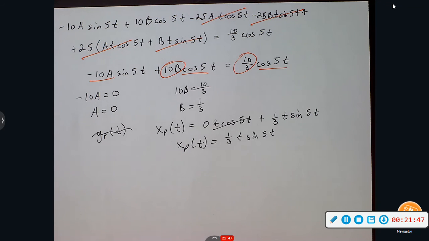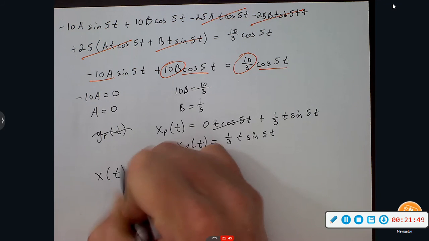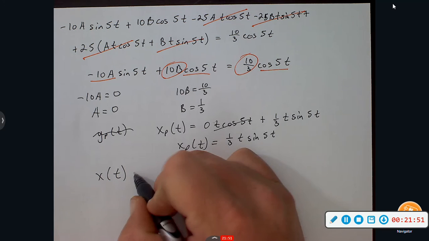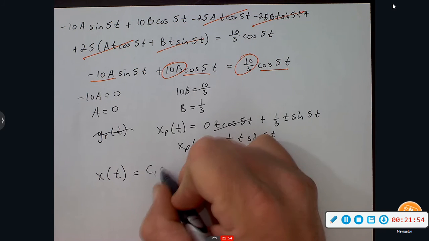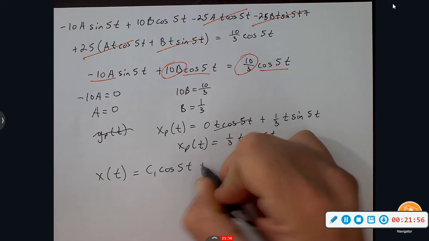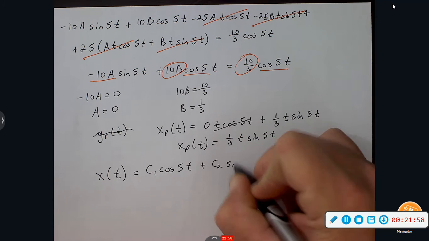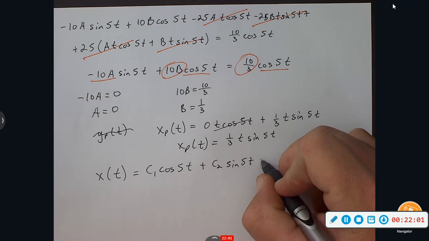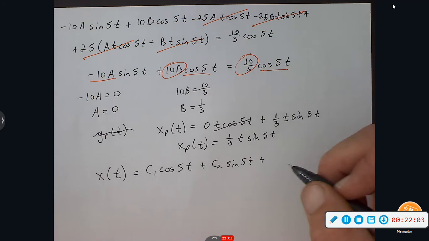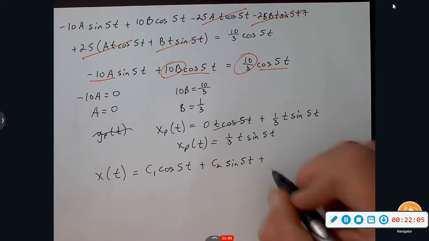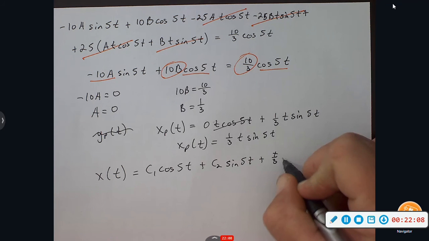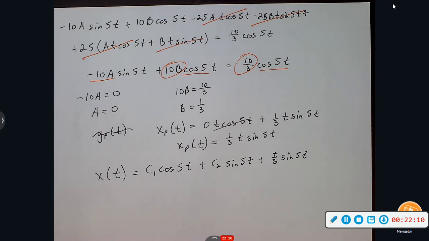Are we done? No. Final step. Redefine it. C1 cosine 5t plus C2 sine 5t plus t thirds sine 5t, or 1/3 t. All right, so you think we're done, right?